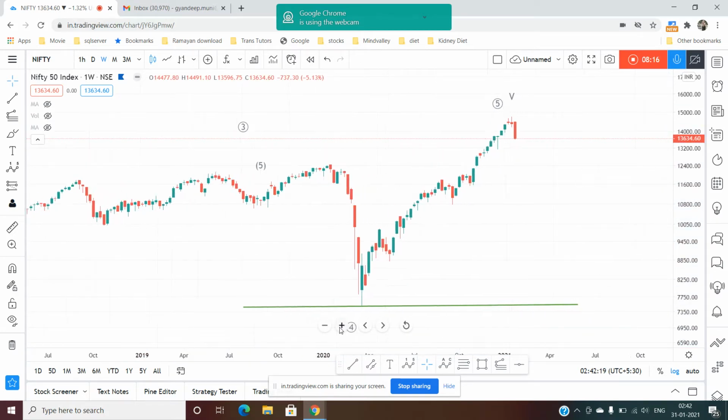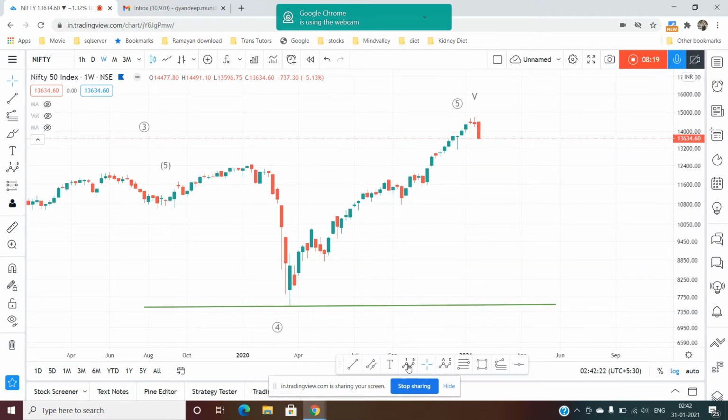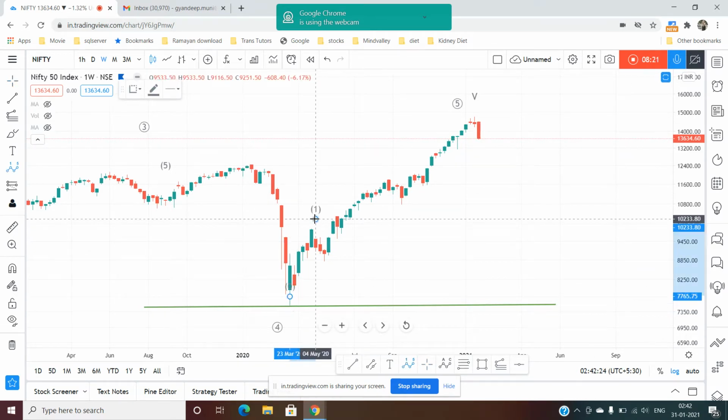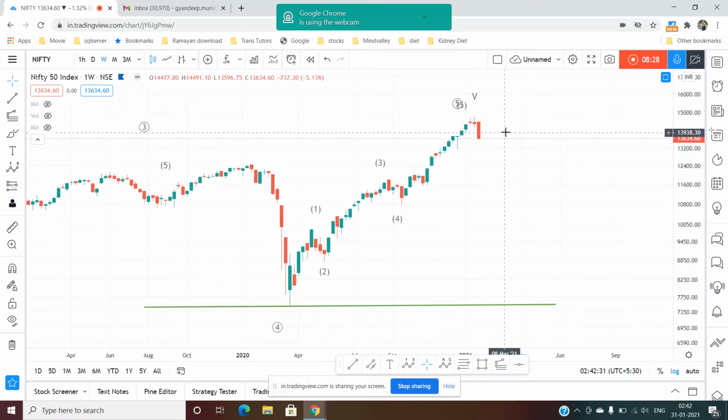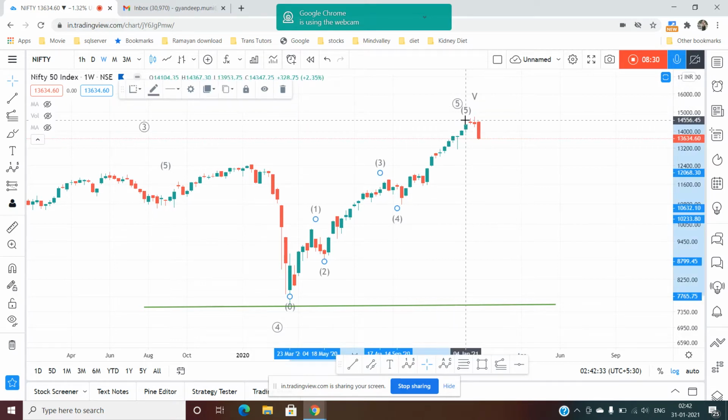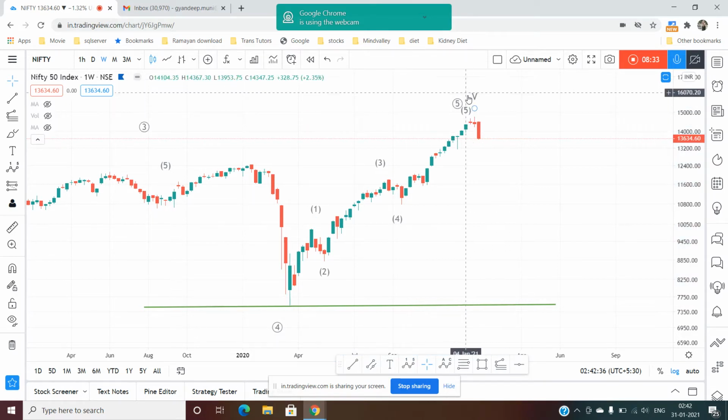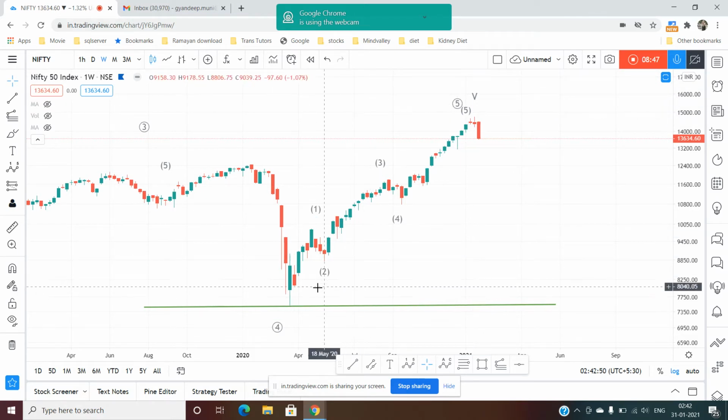Now how to define that? It's very simple. We'll take 1, 2, 3, 4, and this is the fifth wave. Now from here you can get it. We are in the higher cycle fifth wave. Then we are in the primary cycle fifth wave, and we are also in the intermediate cycle fifth wave. So 5, 5, 5. So 1, 2, 3, 4, 5.